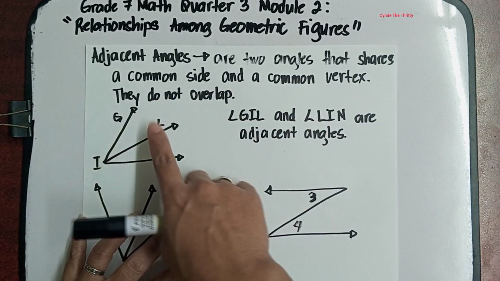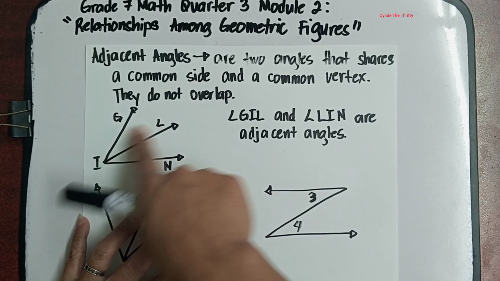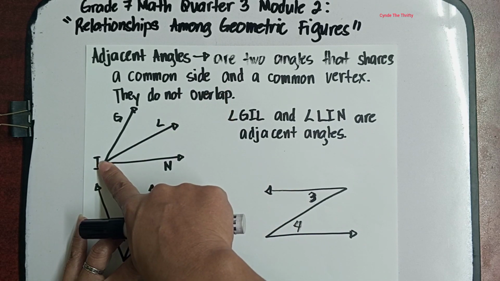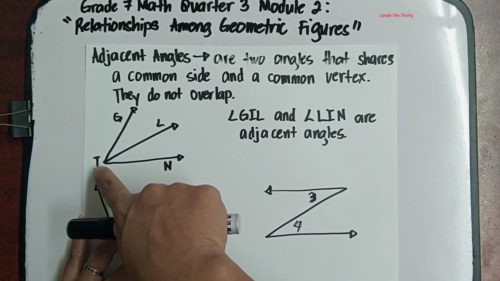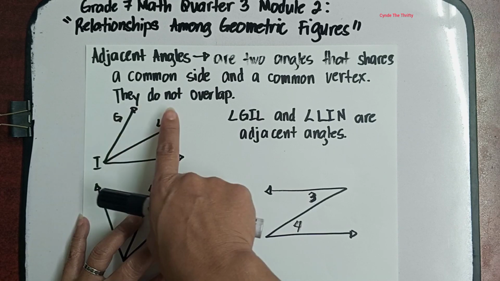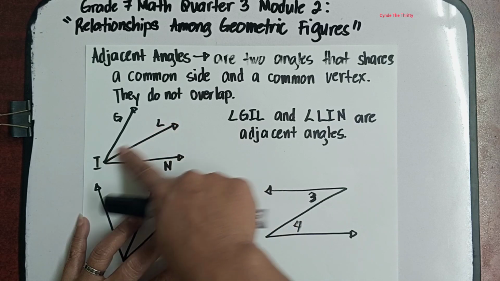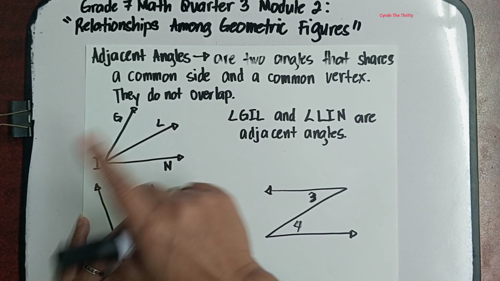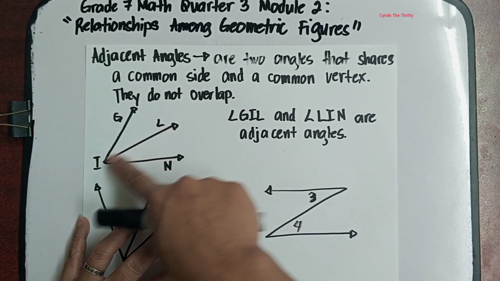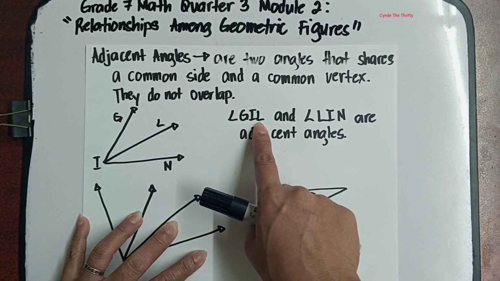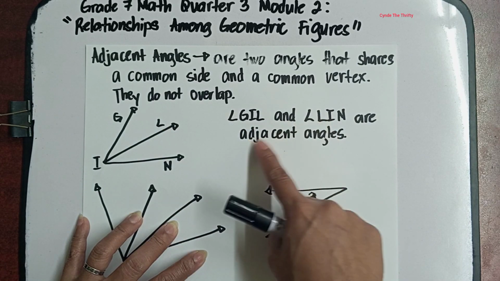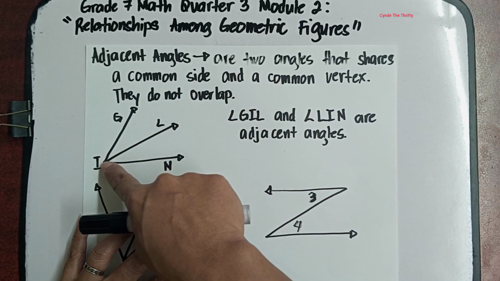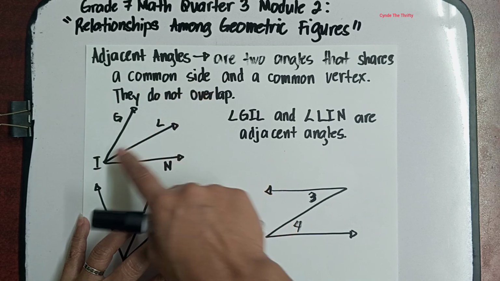Example, meron tayong dalawang angle dito. Angle GIL at angle LIN. Okay, so ang kanilang common vertex ay si I. At ang kanilang common side ay ito, si ray IL. Okay, so angle GIL and angle LIN are adjacent angles. Magkatabi sila. Meron silang common side at meron silang common vertex na si I. Ang kanilang common side ay ray IL.